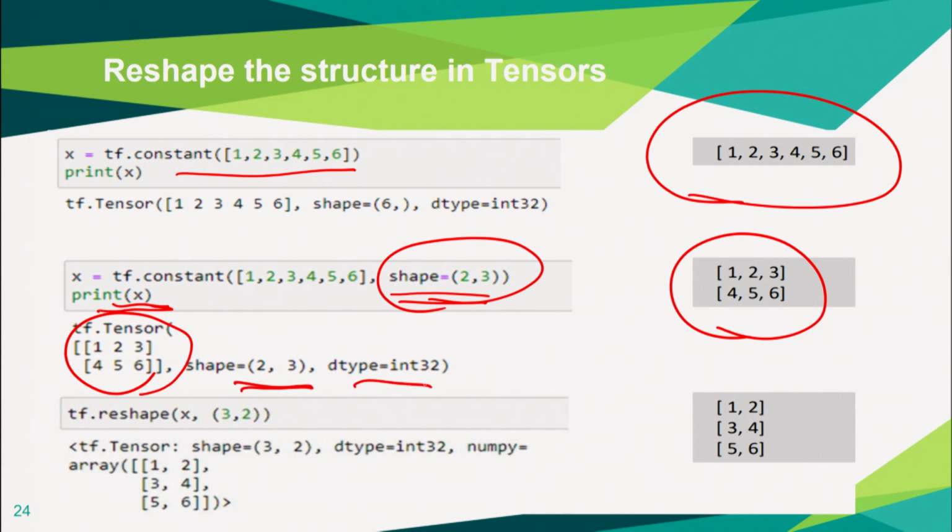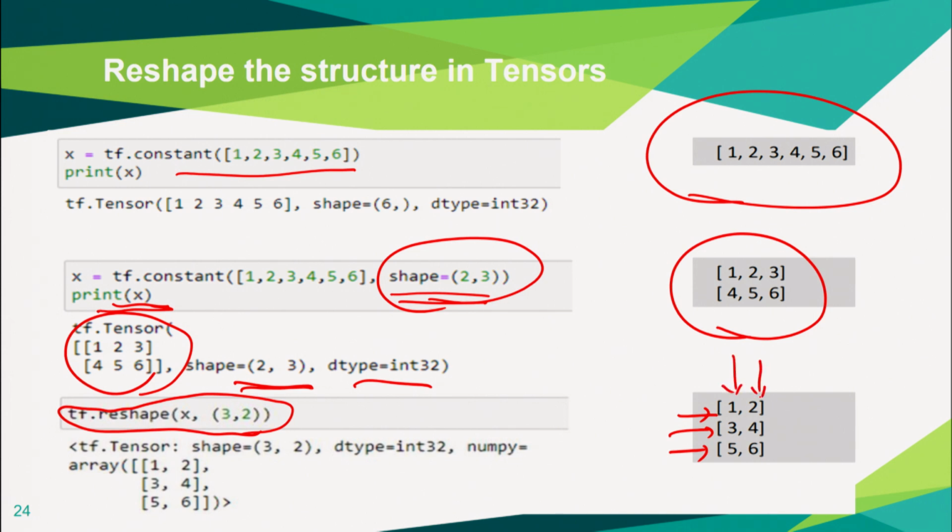Now, how do we reshape it again to 3 by 2? If you want to reshape again, what is the function that is used? tf.reshape of x comma, where x is the input you already have, and you give 3 comma 2. How will it be displayed? See here, it takes 3 rows and 2 column values.